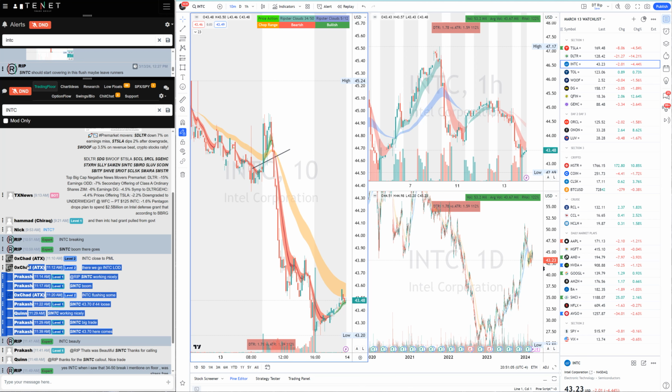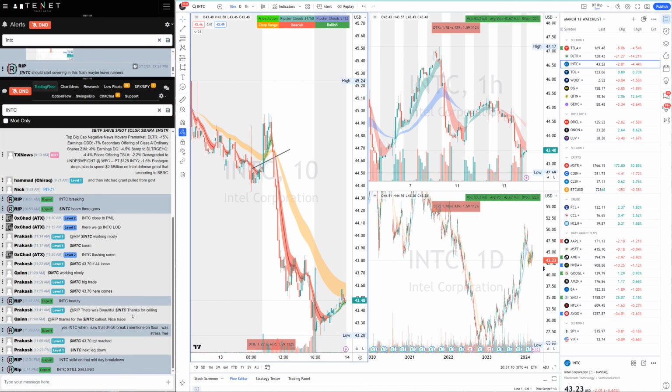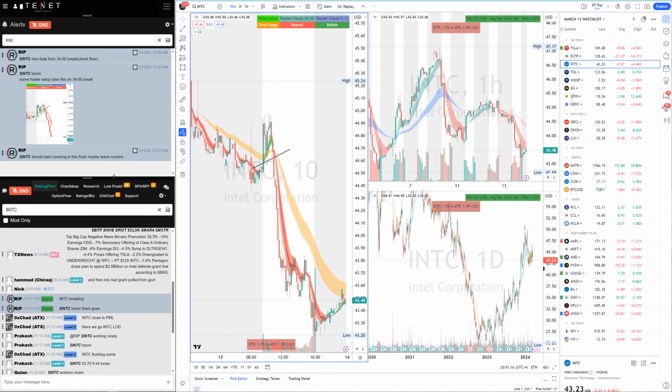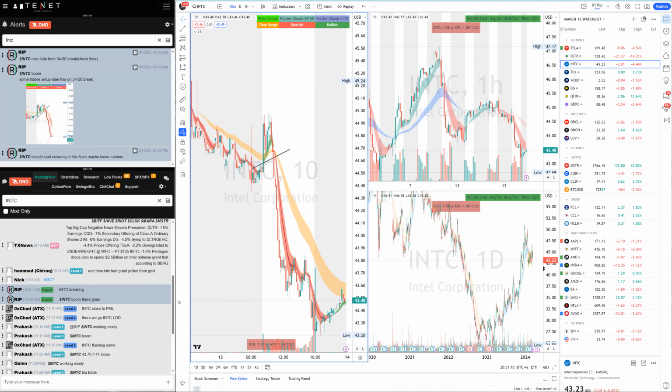You can see everybody in the community did really good. Prakash, Chad, Quinn, all of them did really good. Quinn did really good on Intel as well, and it was a solid midday setup. I try to remind of the trades I can, so you need to keep an eye on the trading floor on the alerts tab.